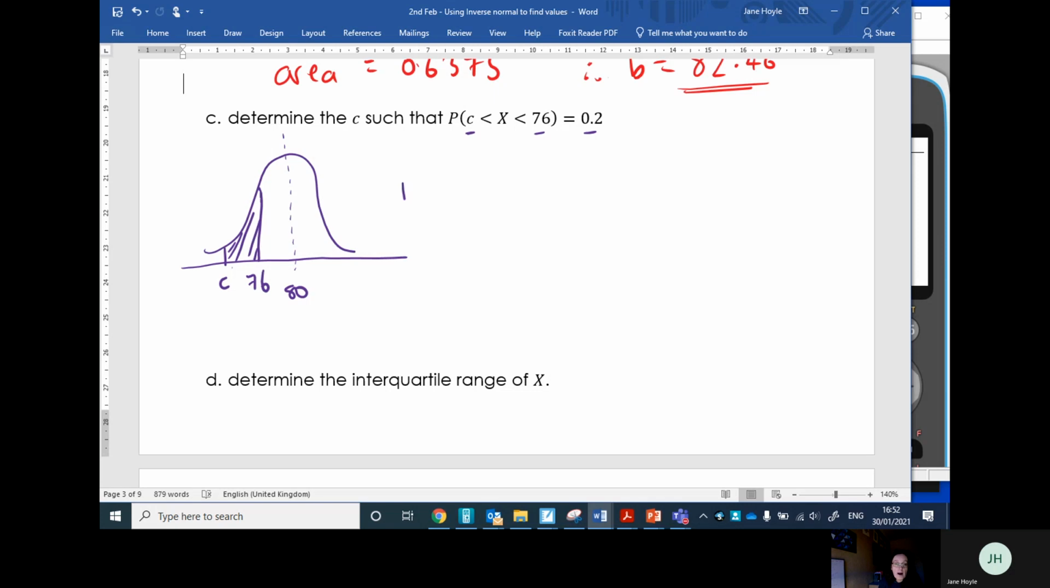So I look at my diagram. I can easily see that that shaded area would be the same as the complete area below 76 minus the area below C. Sorry, that should be X is less than C.